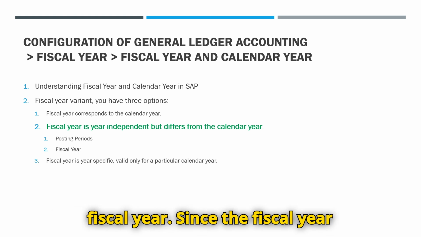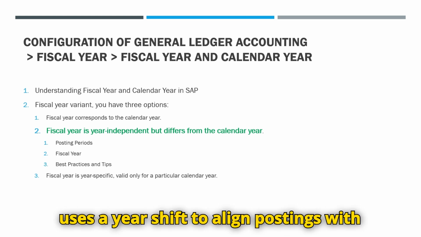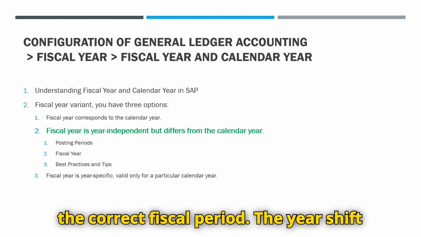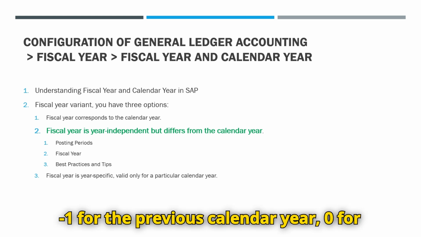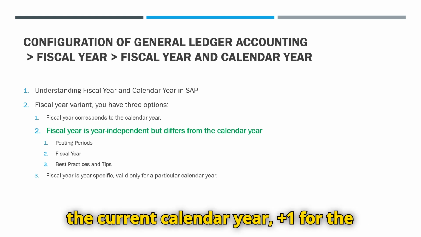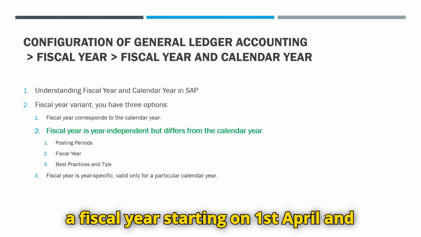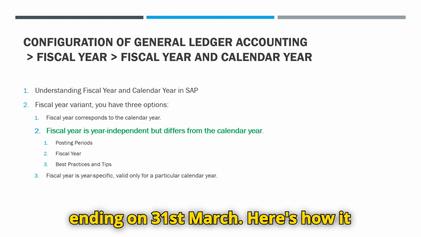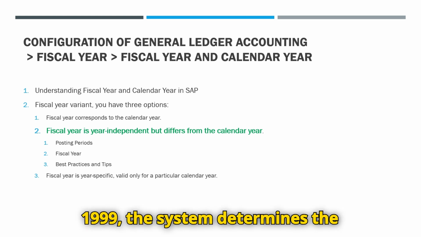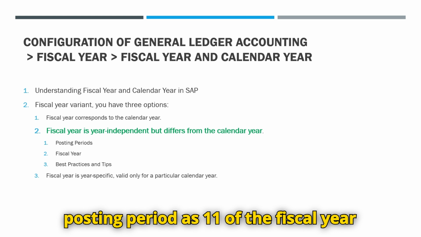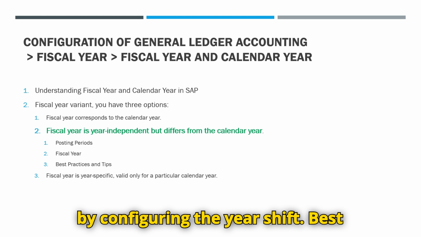Defining the fiscal year. Since the fiscal year doesn't match the calendar year, SAP uses a year shift to align postings with the correct fiscal period. The year shift can be defined using values like -1 for the previous calendar year, 0 for the current calendar year, +1 for the next calendar year. For example, consider a fiscal year starting on 1st April and ending on 31st March. Here's how it works. If you post on 3rd February 1999, the system determines the posting period as 11 of the fiscal year 1998. This is made possible by configuring the year shift.